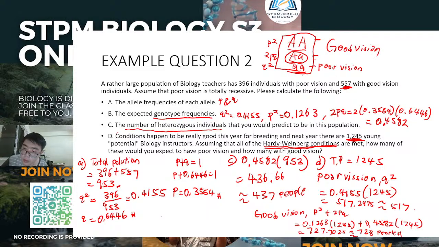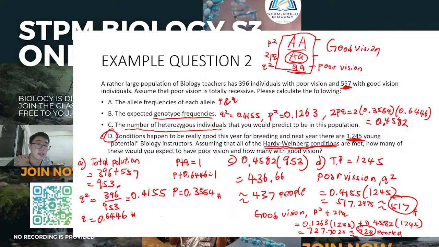Okay, so these are the answers. So how many people get poor vision? 517. How many people get good vision? 728 people. So these are the final answers for part D. So that's all for this question. So hopefully you guys can answer correctly. Normally ABC, I think you guys managed to answer.